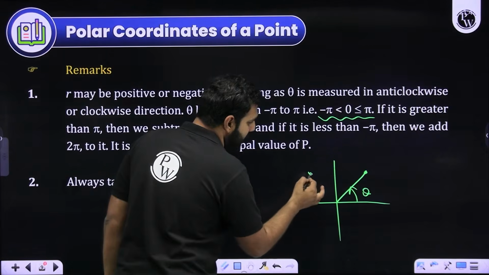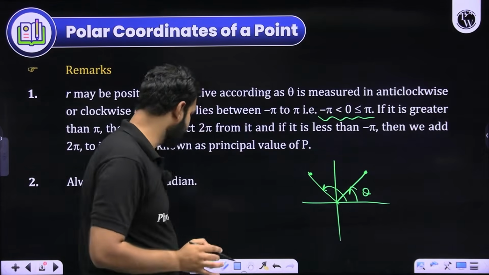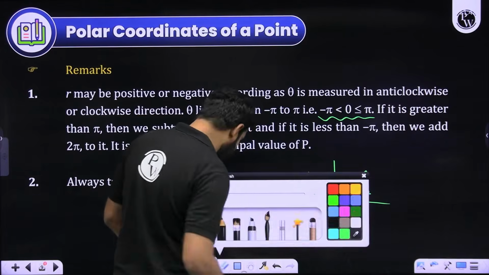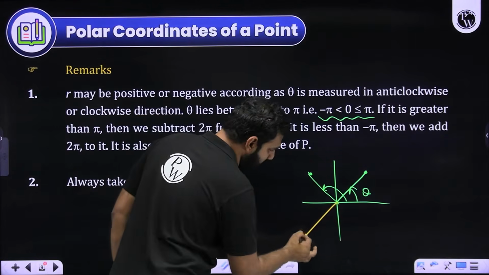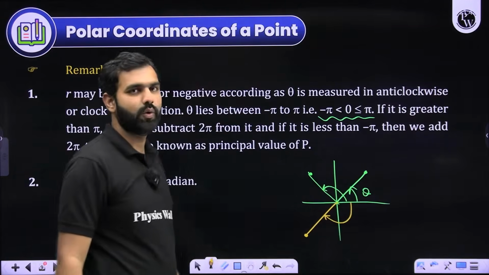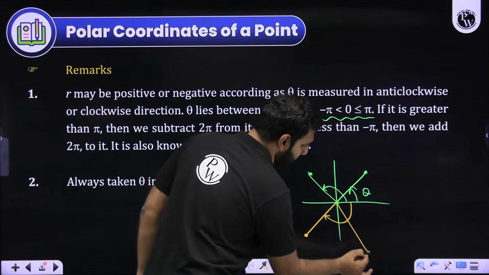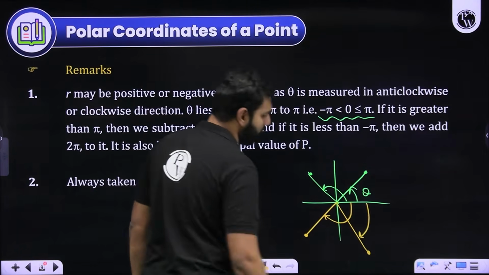If there is a point in the second quadrant, we will measure it like this. I hope there is no hesitation in that. But let's say there is a point in the third quadrant, then we go in the clockwise direction. If there is a point in the fourth quadrant, then also we go in the clockwise direction.